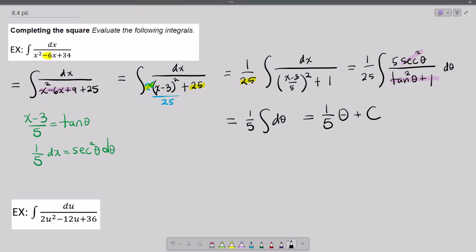From our substitution step, that's how we isolate theta. We take the inverse tangent of both sides. So we would end up with 1/5 inverse tangent of (x minus 3)/5 plus c.